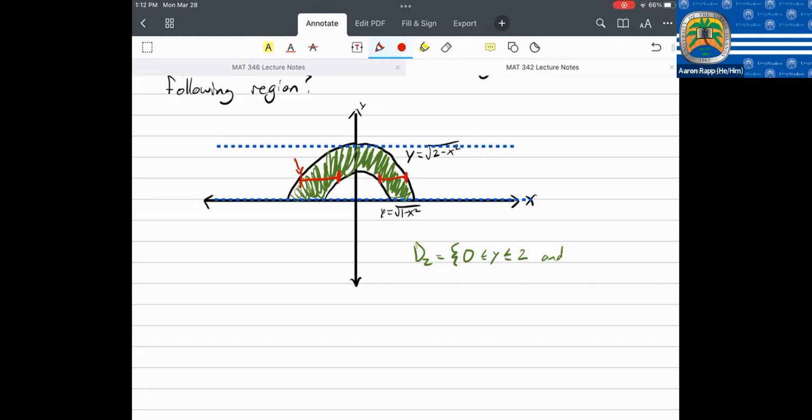So I could set this up as a type 2 integral, but I couldn't do every single domain. How many domains would I have to do? 2. So then we'd have what? First one, I guess. X would be between 2 minus x squared.